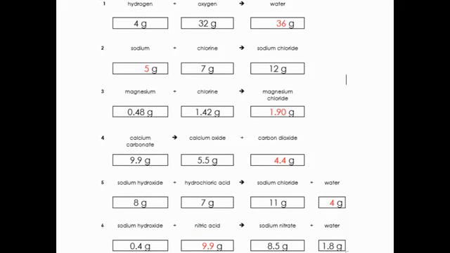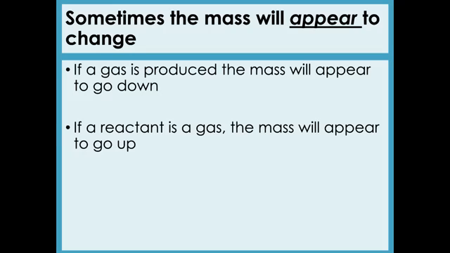Yes, good. Right. So although the mass of the reactants has to equal the mass of the product, sometimes the mass will appear to change. And that's when we've got gases in the equation. So if we're producing a gas, then the mass is going to appear to go down. Because if I've got my mass balance here, and I've got my reaction flask, and I've got bubbles of gas being given off, then the gas is going to escape out of the vessel and the mass is going to appear to go down.